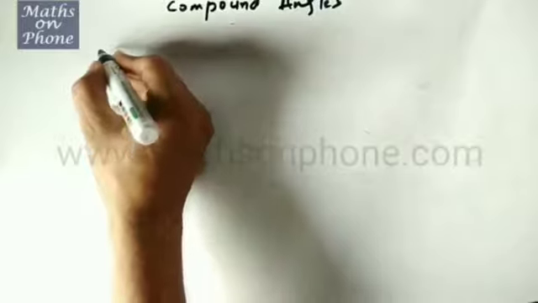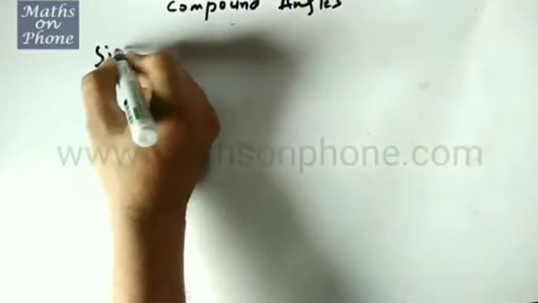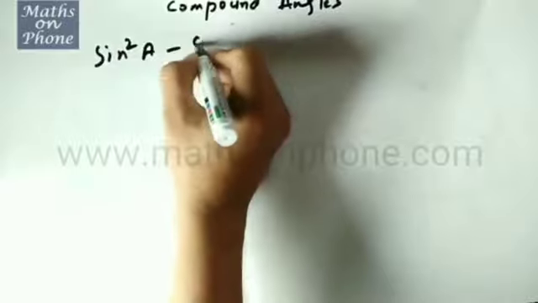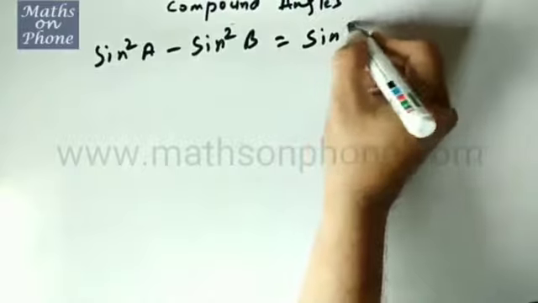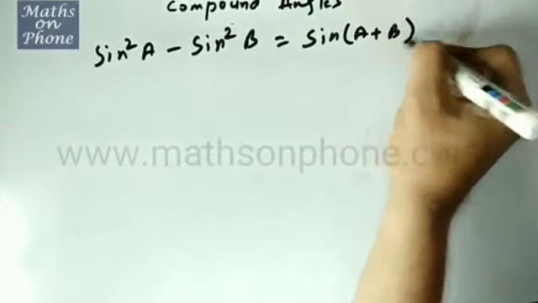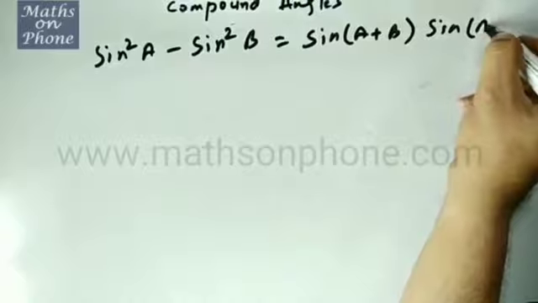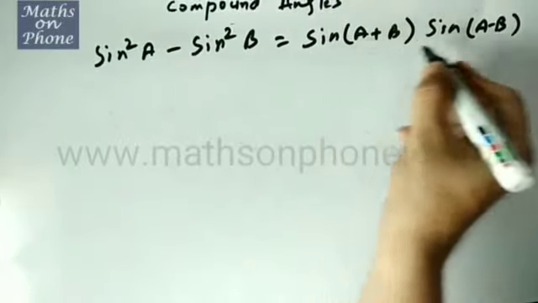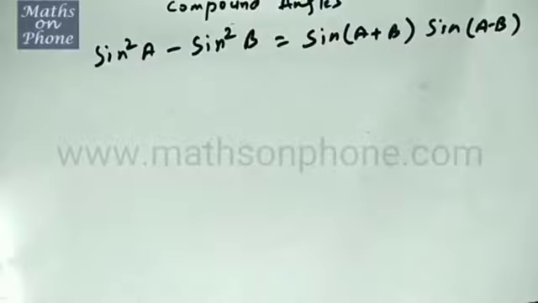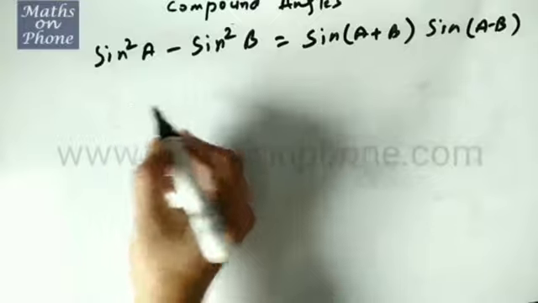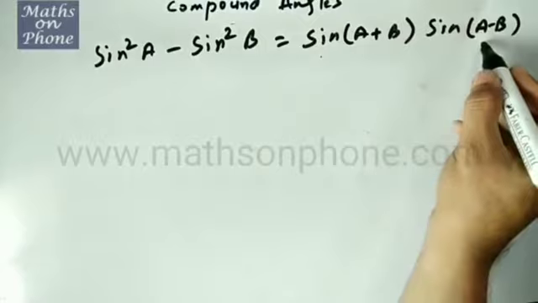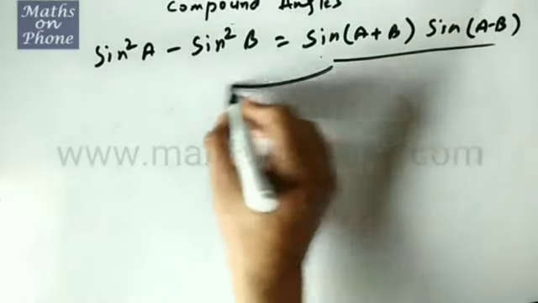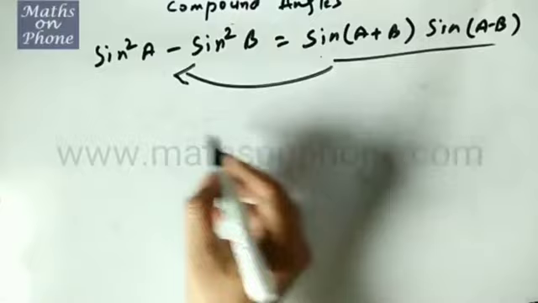Now we will see two very important formulas. That is sin²A − sin²B, which is equal to sin(A+B) into sin(A−B). If you just expand this, you will definitely get that. sin(A+B) into sin(A−B) is sin²A − sin²B. Now if we get this in the form sin(A+B) into sin(A−B), we can directly write it as sin²A − sin²B.